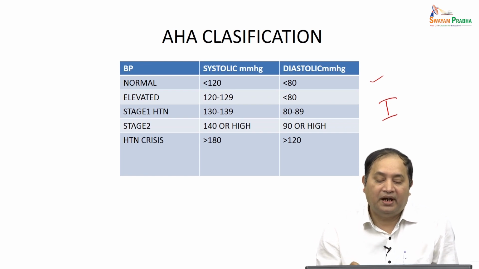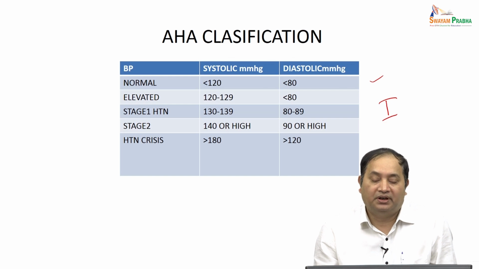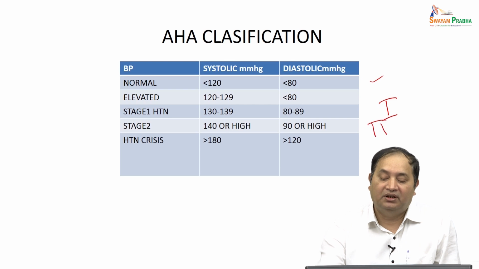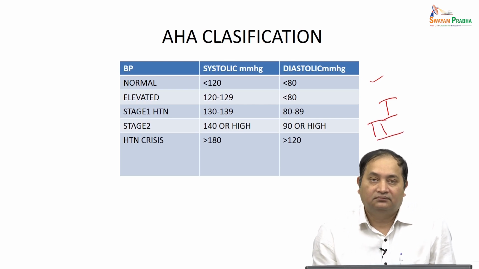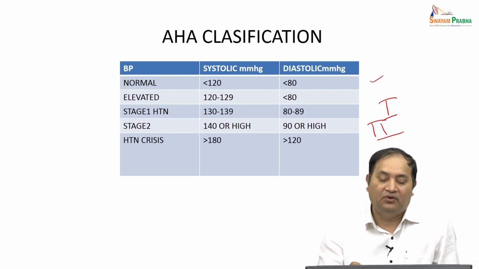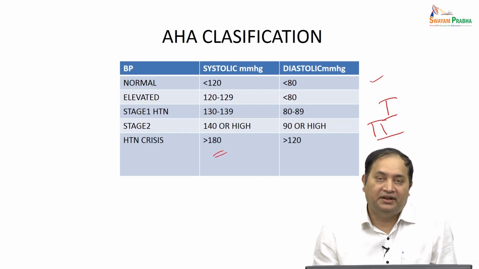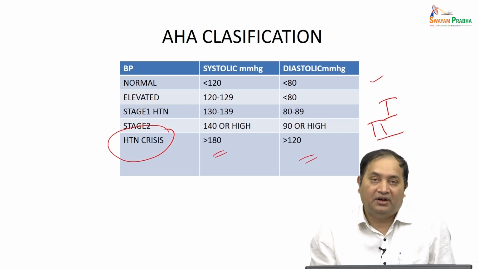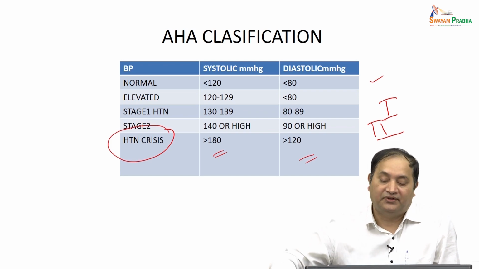Then you call it stage 2 hypertension if the systolic is beyond 140 and the diastolic is more than 90 millimeter mercury. In case of a hypertensive crisis, a person usually has a systolic more than 180, and the diastolic is more than 120. That means in case of a hypertensive crisis you have to give emergency treatment for the management of hypertension.